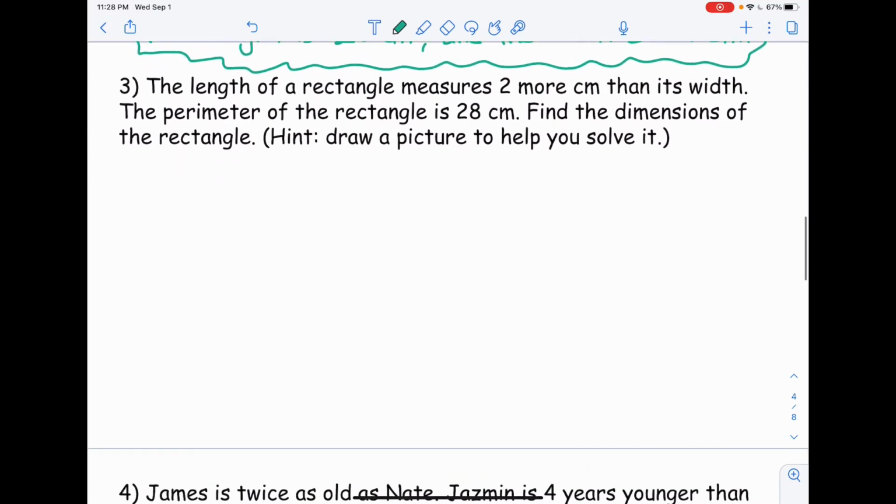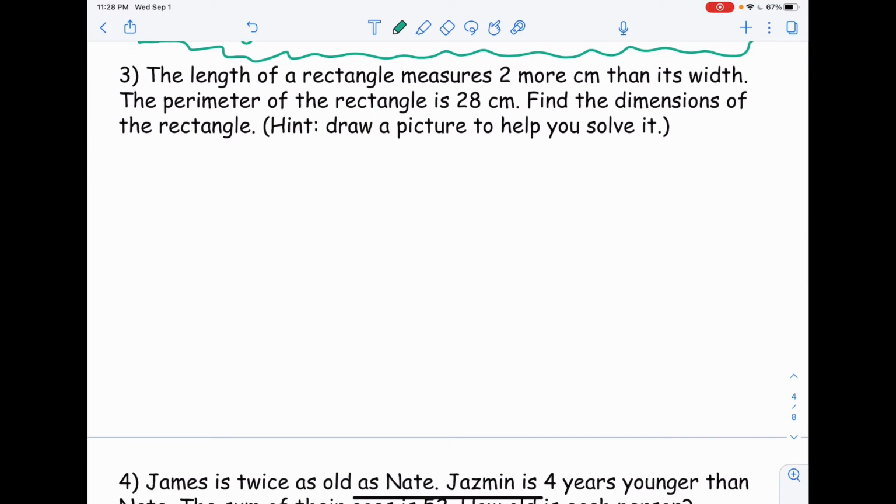We have another rectangle question. The length of a rectangle measures 2 more centimeters than its width. The perimeter of the rectangle is 28 centimeters. Find the dimensions of the rectangle. We're going to draw again a picture to help us solve it. Okay, let's go ahead.